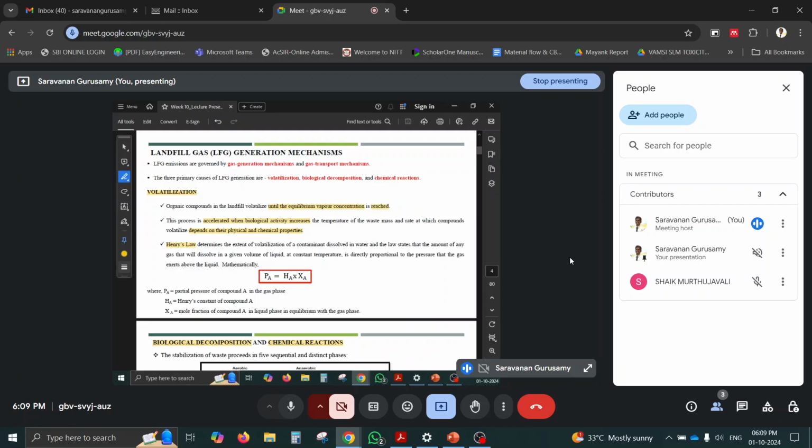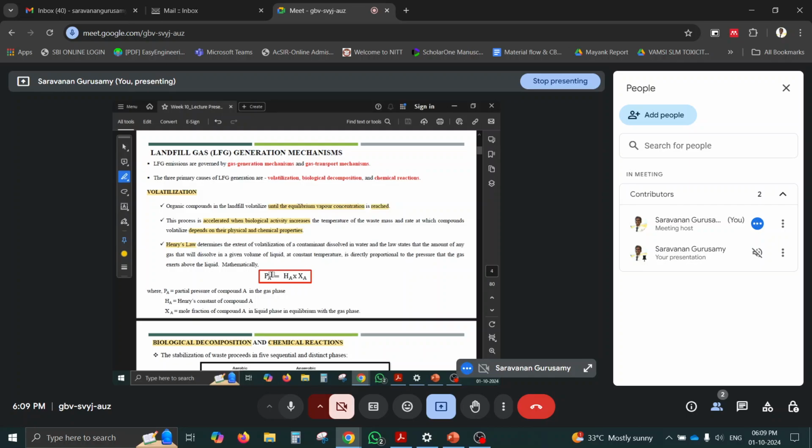The law that governs this volatilization mechanism is Henry's law. This law states that the amount of gas dissolved in a given volume of liquid at constant temperature is directly proportional to the pressure that the gas exerts above the liquid. If the pressure of the gas on the liquid surface is more, then there is more chance of the gas dissolving in the liquid.